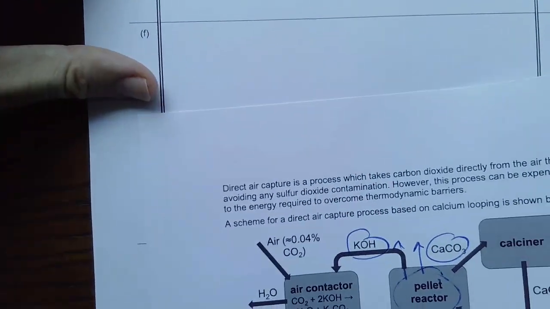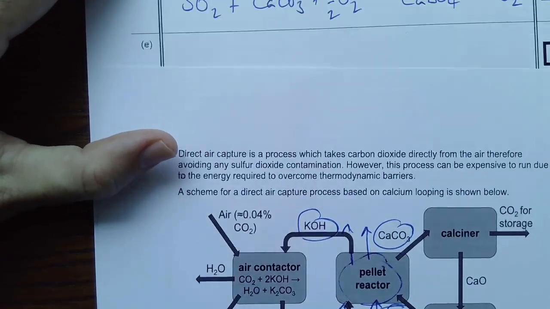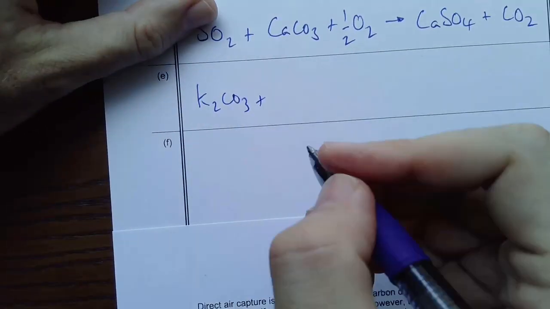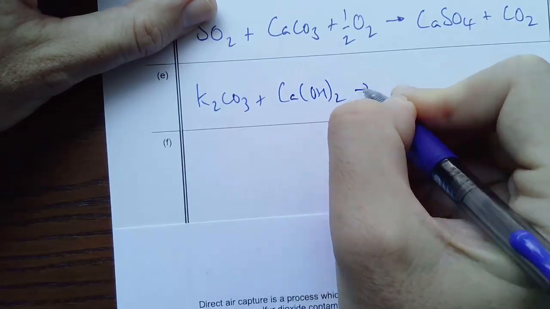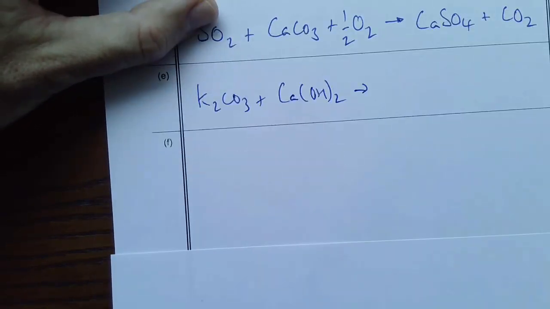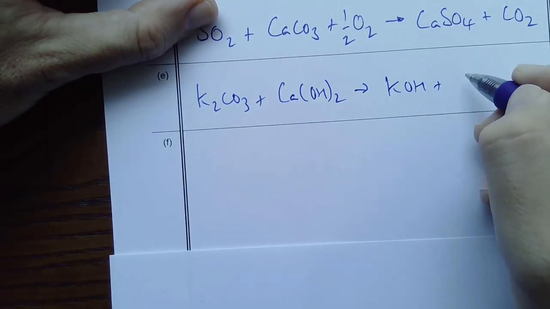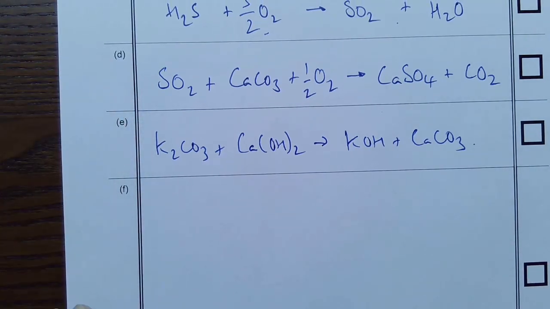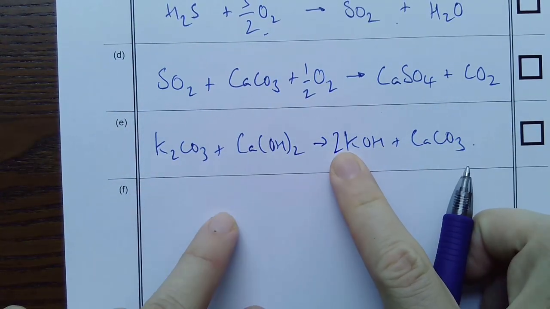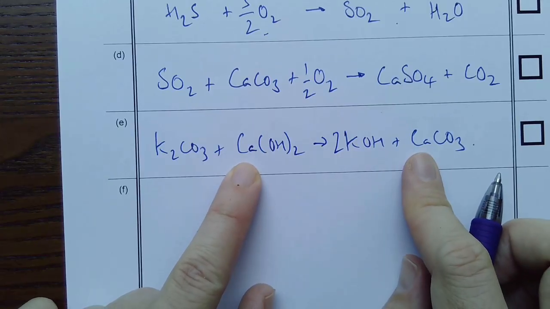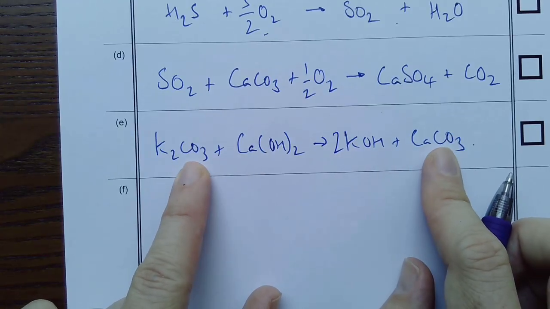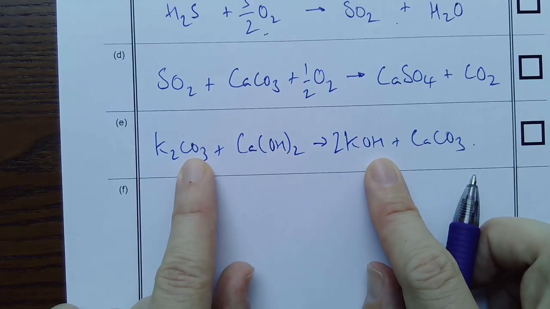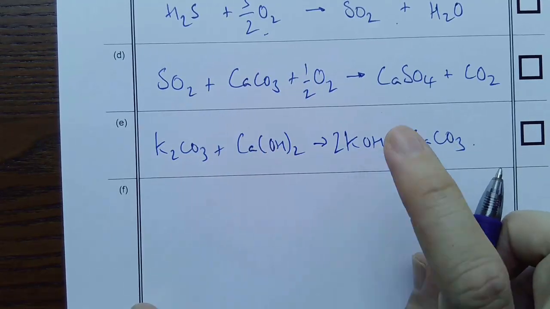So I'm going to write it down. I've got going in K2CO3 and calcium hydroxide. And then coming out, I've got my potassium hydroxide and calcium carbonate. And if there was anything else, they would write it on the diagram, so you know that that's it. Then let's just balance it. Two potassiums here. One calcium, that's fine. One carbon. Two hydrogens. And then 3 and 3 and 2 and 2. So it's balanced like that.